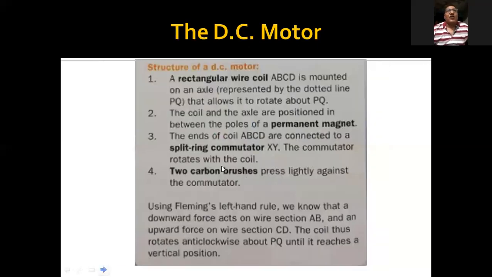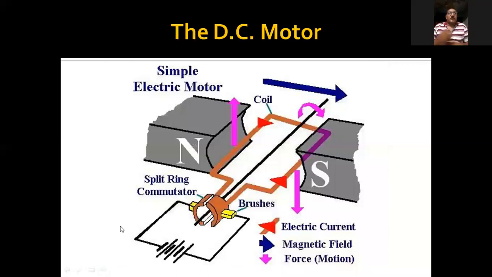I have already explained this slide. So here we have a simple diagram of a DC motor. You can see we have a battery. This is the positive side of the battery and this is the negative side. The positive side of the battery is connected with this carbon brush, and this carbon brush and the battery are stationary.